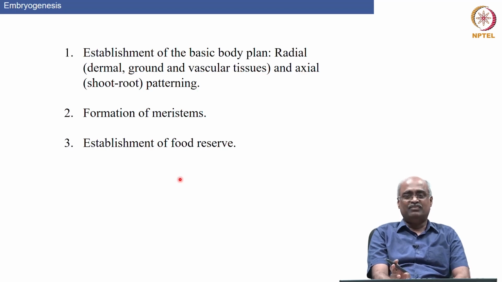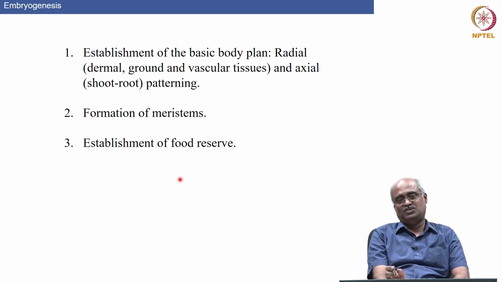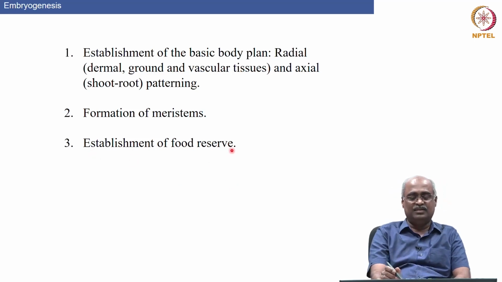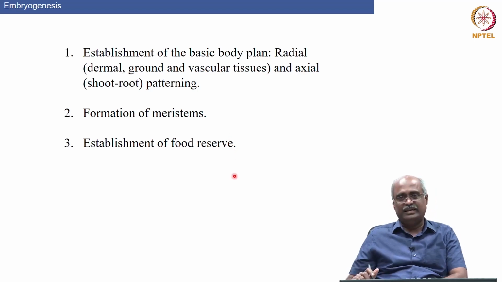So that means wherever it is going to land, to start off its life, it needs to have stored food reserves, and therefore building the food reserve is an important goal of embryogenesis, unlike what we saw in other situations. And so that is the third important purpose achieved during embryonic development. So let us go into each one of them in some detail.